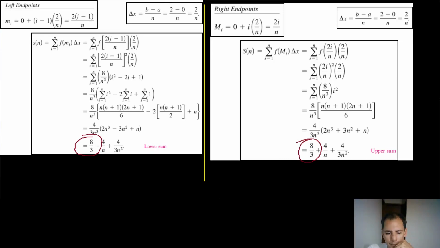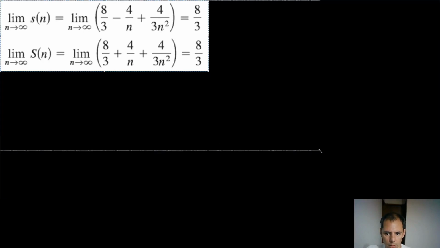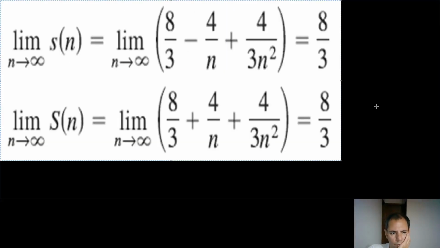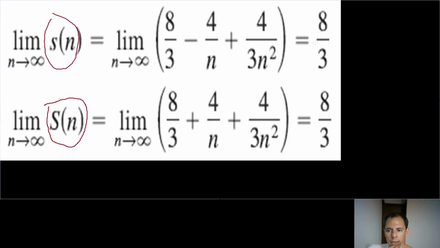Guys, let me see here. Yeah, you can also see this. This is something that the book does. Look. This one in here is the lower sum, which is the left endpoint, and this one over here is the higher sum, which is the right endpoint. You can see that in the end, you got 8/3 in here, and you have 8/3 in here. It's the same.